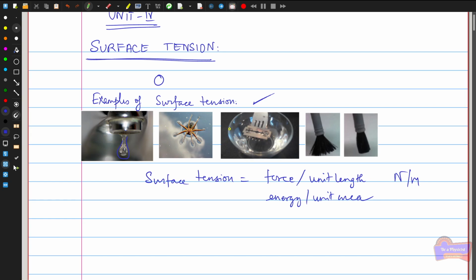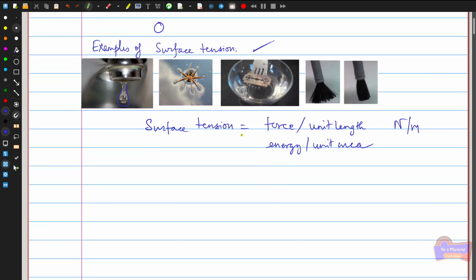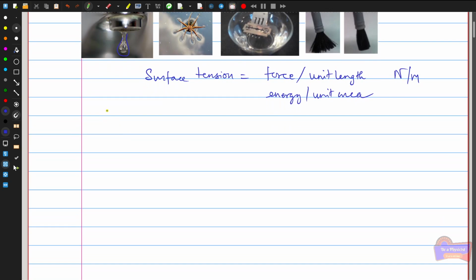If you look at surface tension at the molecular level, between any two molecules there exists a force of attraction. This force of attraction is called the intermolecular force. These intermolecular forces have two types. One is the cohesive force, and the other one is the adhesive force.